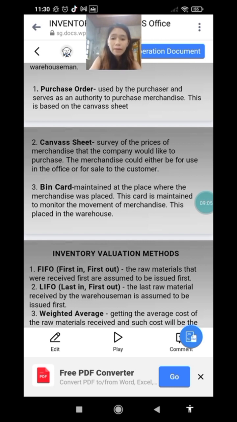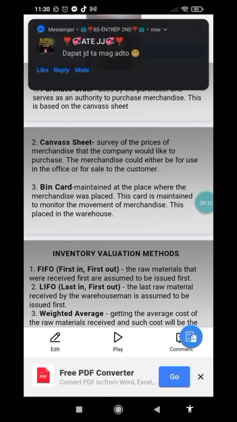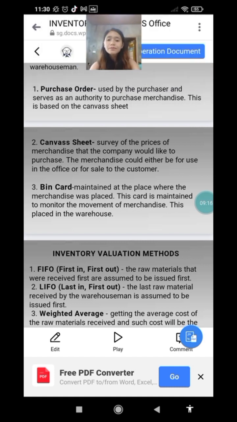Then the bin card, it is maintained at the place where the merchandise was placed. This card is maintained to monitor the movement of merchandise displayed in the warehouse. When I was a merchandiser, it was separate. I have the stock room for my products. I put there a logbook and the inventory form for only the stock room, so I can know how many pieces of products that I get, or how many products are left in my stock room. That is only the stock room for my Goya products, because it's separate also for my co-products.